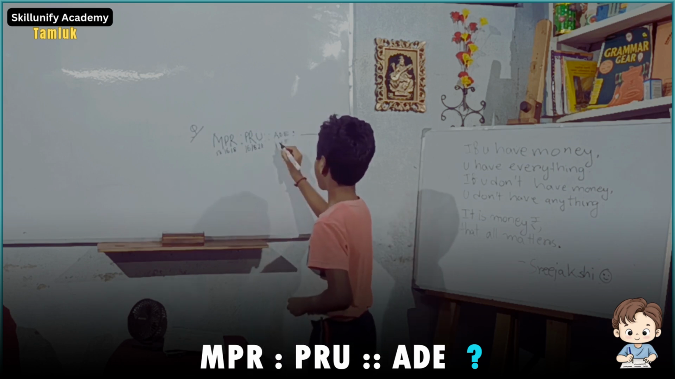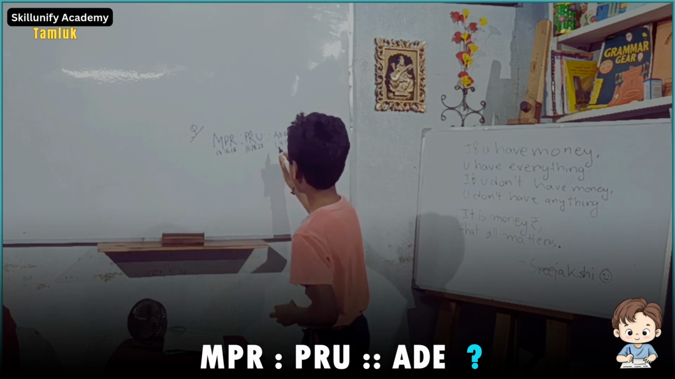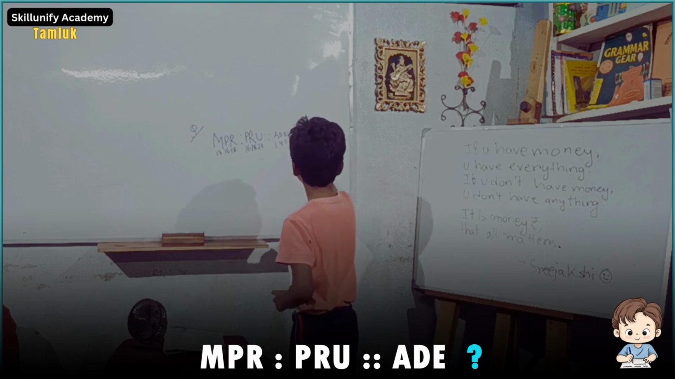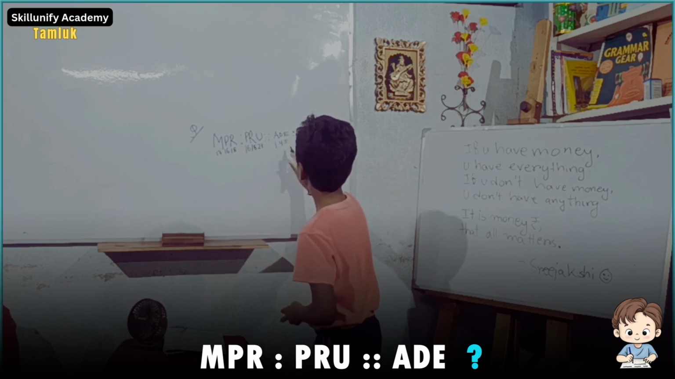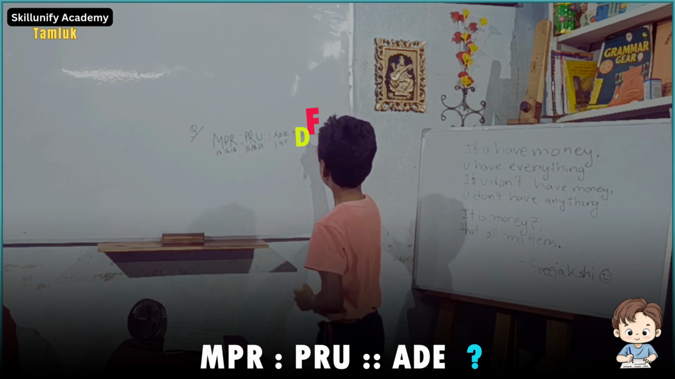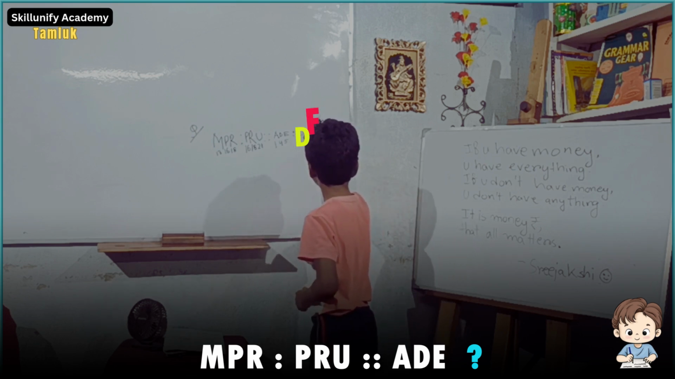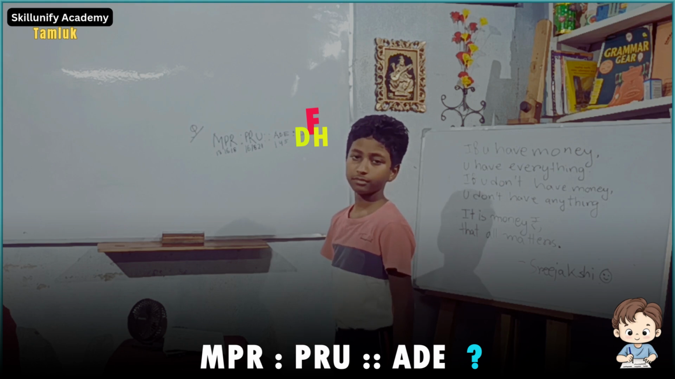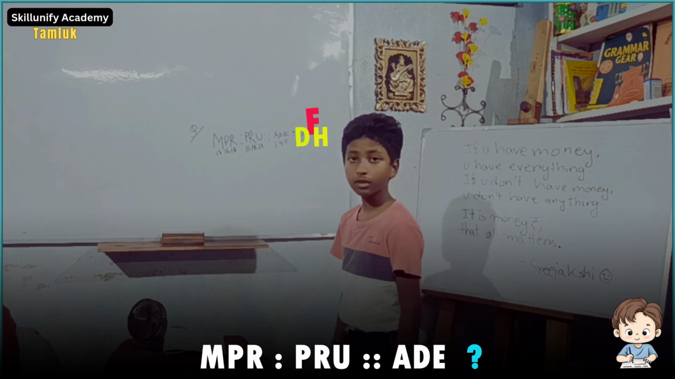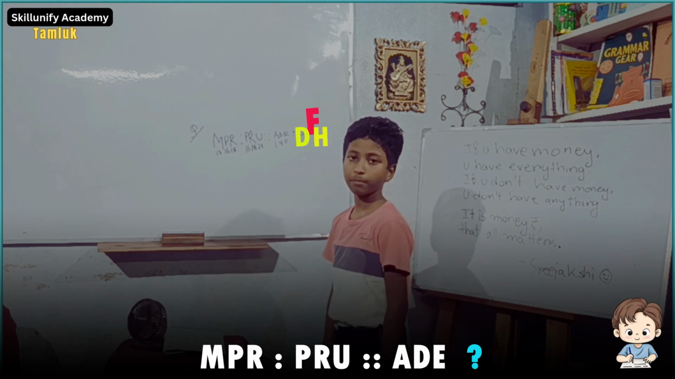So the gap is 3 and the gap is 1. So we will put gap 1 first, then I will put gap 3, means H. That means you can compare. So M is 13 and P is 16. That means the gap is 3. Yes, 13 plus 3 is 16.